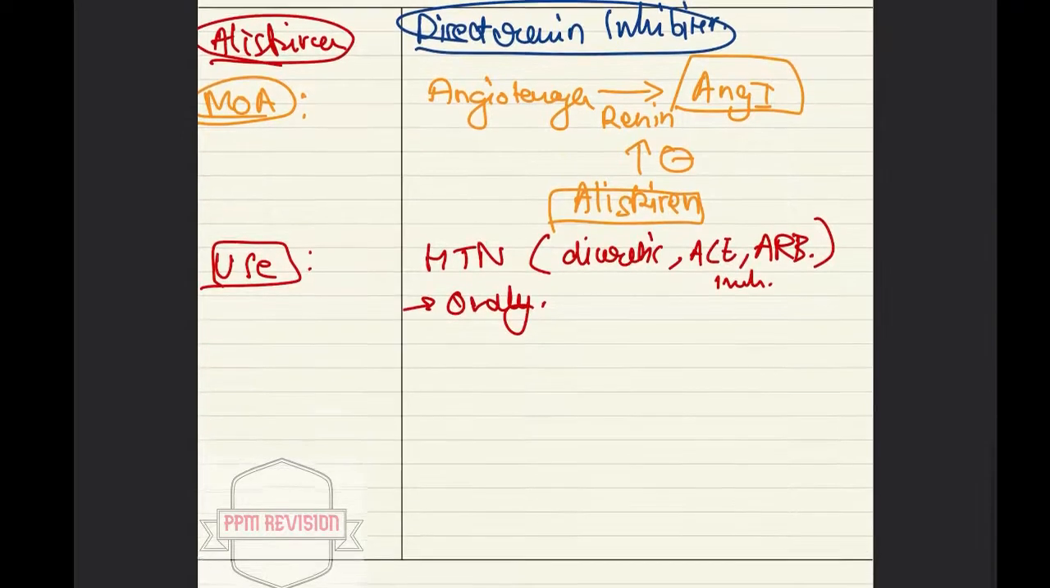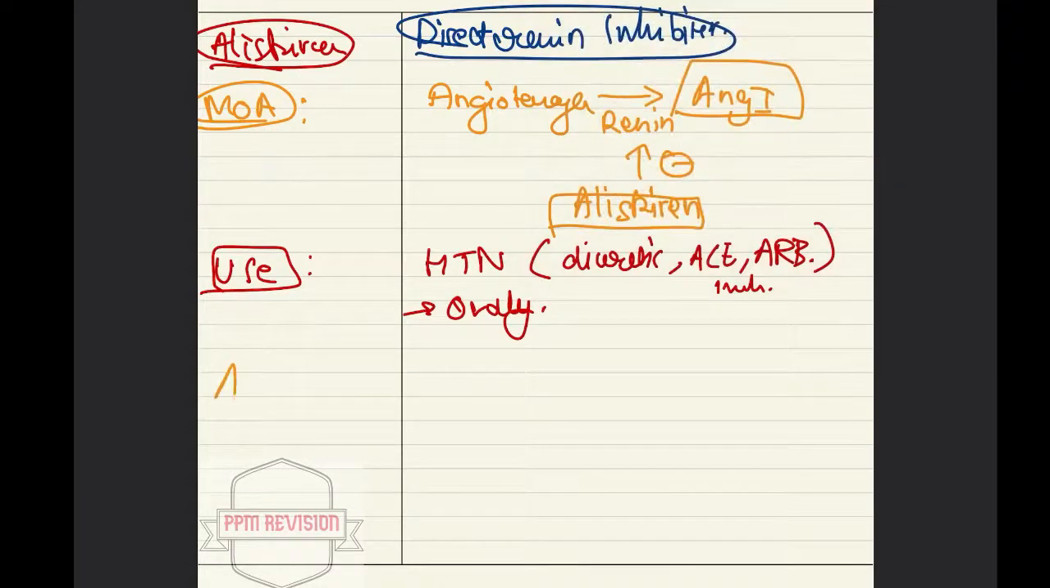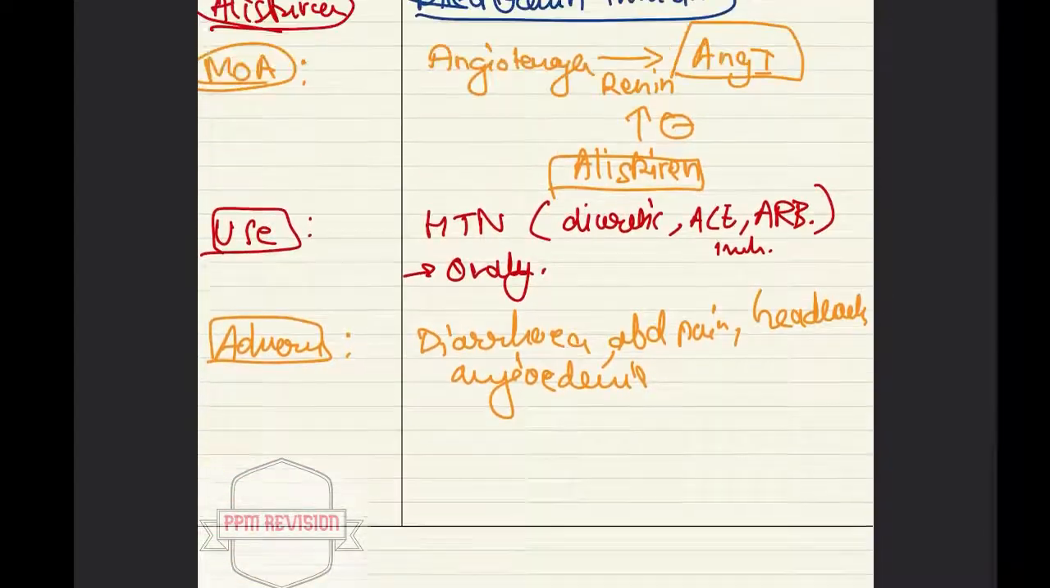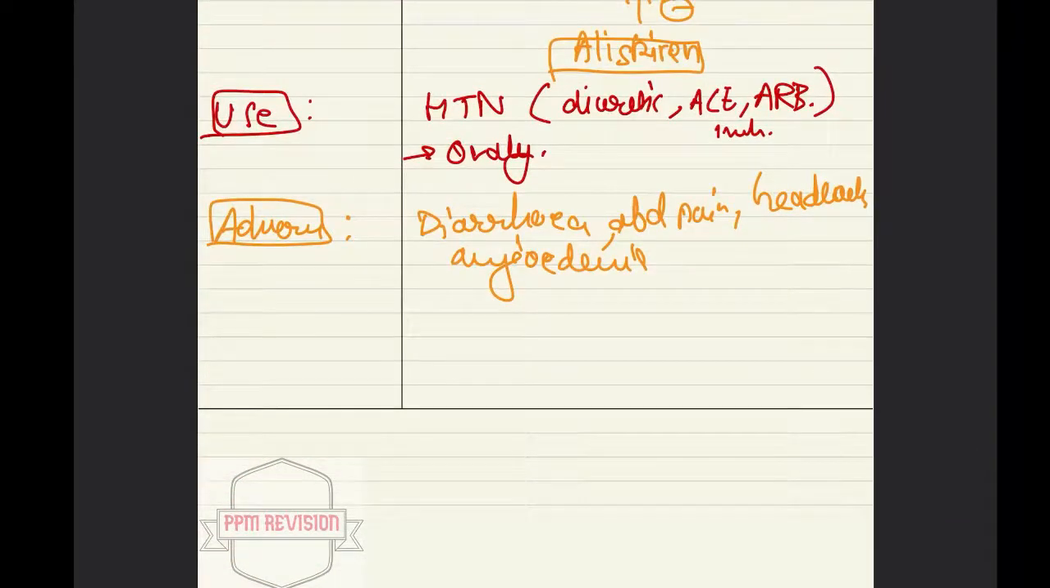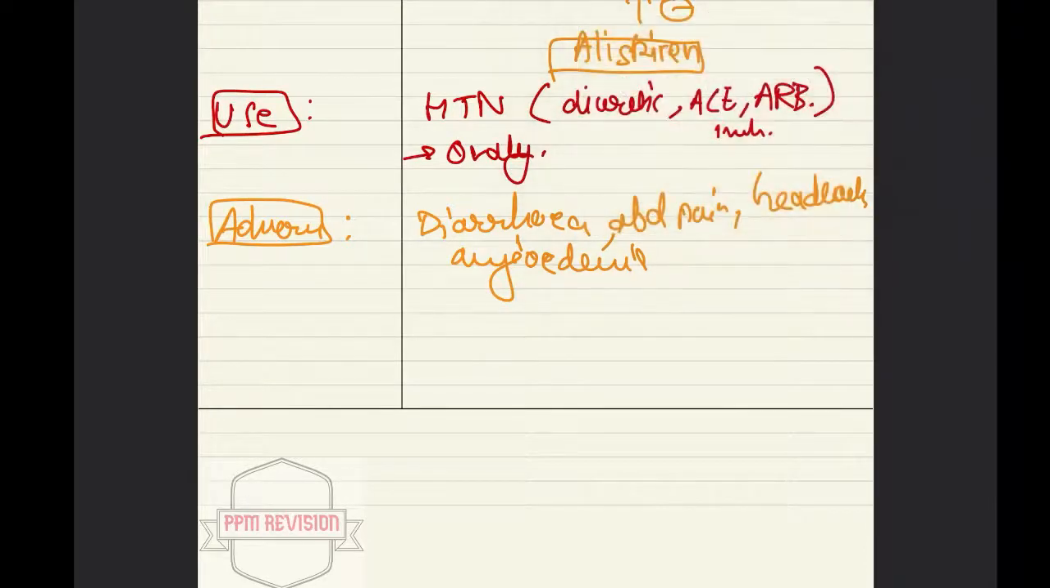And adverse effects can include diarrhea, as well as abdominal pain, headache, as well as angioedema. Okay, so hopefully we are going good. And now we'll quickly come to the summarizing part. So I'll just change this to blue. Now quickly looking at the summary part.